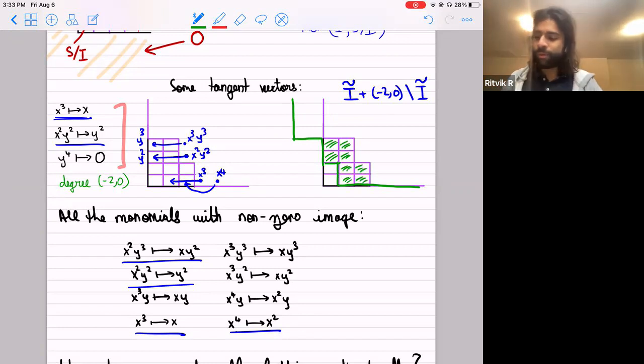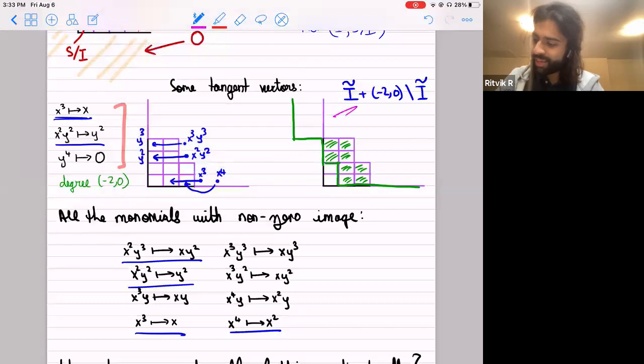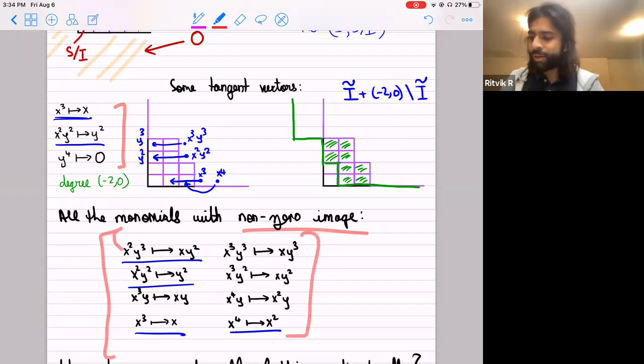So originally in pink here is I tilde. You shifted it to the left by two boxes, and then you took the complement. So you're left with the boxes in the middle here. And so why did I do this? Perfectly valid. But these are precisely all the monomials with non-zero image. So you recover exactly these 8 monomials here. So this is a minor shift in perspective, but it's quite useful.